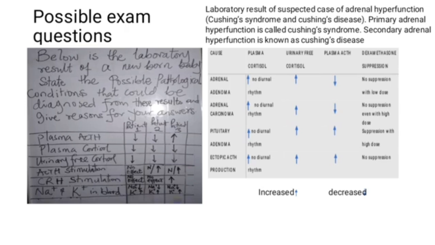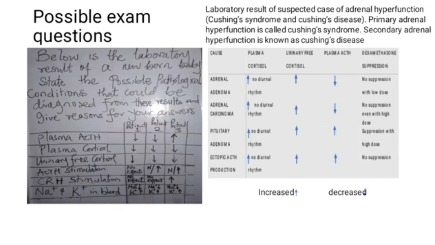All right. Now we have this one by the left; this one by the right is a laboratory case of adrenal hyperfunction. Look at it. You can now establish what is the cause of the adrenal hyperfunction. Is it primary? Is it secondary? So look at it very well.